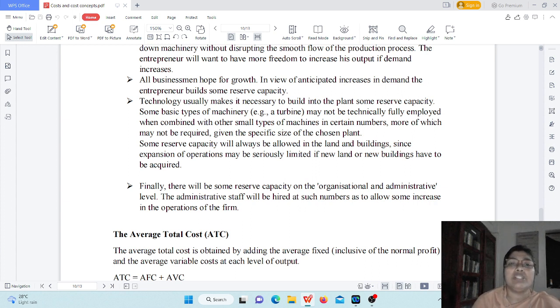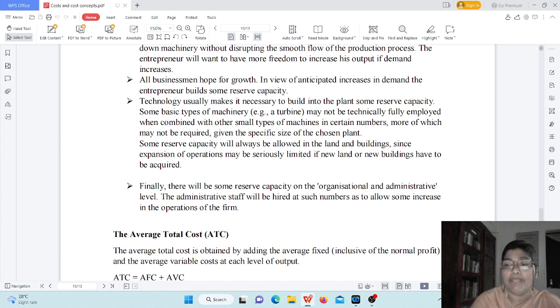Now an example of this is our own library. The library is built in such a way that it has some reserve capacity in terms of machinery, because we are making the library into a digitalized library, thinking that in future it can accommodate the demand of the people of this locality and from everywhere for research and things like that. So the library building has to be big, with some reserve capacity. That is an example of technology making it necessary to build the plant with some reserve capacity.